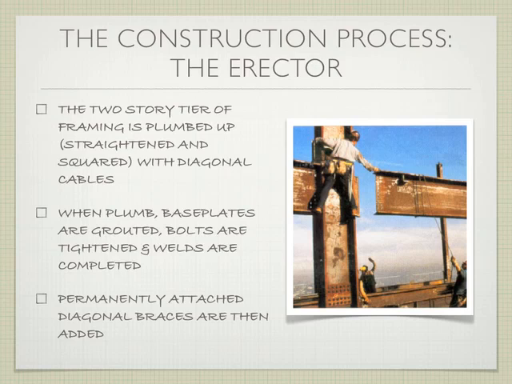They'll use something to hold it in place until they can get the bolts in place. So after it's plumb, the base plates are grouted. In a large-scale building, the column is welded to the base plate. Everything's tightened up. That's completed. Permanently attached diagonal braces are then added. If we have any diagonal braces, those are going to be put in.